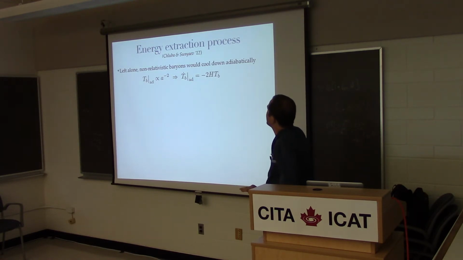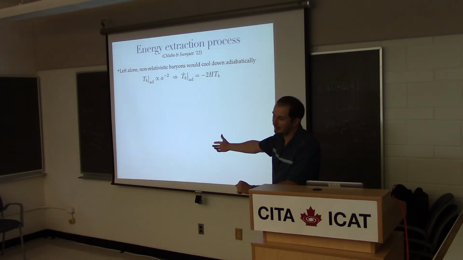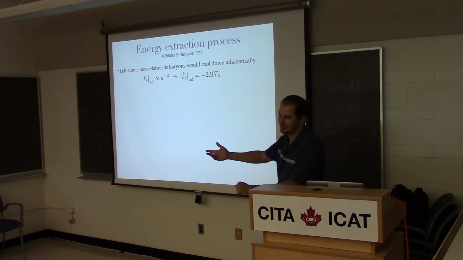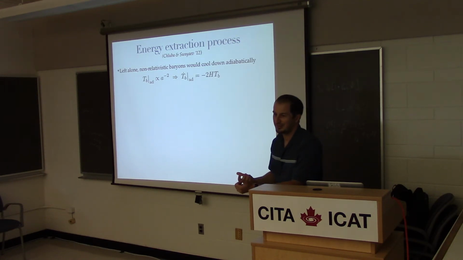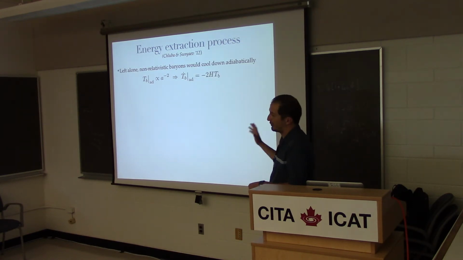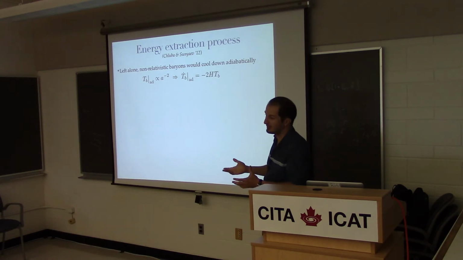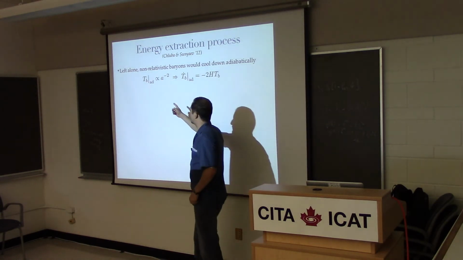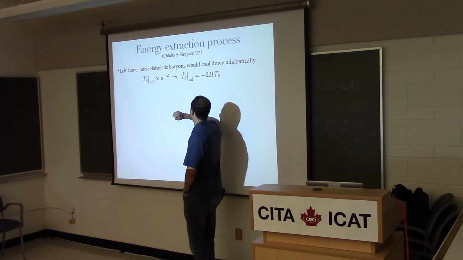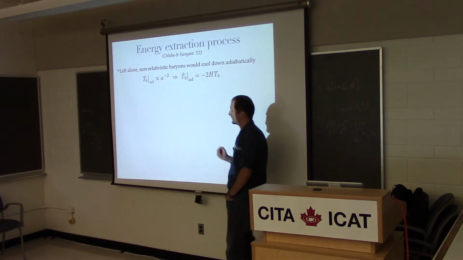somewhat slightly less intuitive is how can you extract energy from the photons? All the other processes, where you heat up the electrons, like the Sunyaev-Zeldovich effect, the photons will gain some energy from the electrons. Now, how can you extract energy from the photons? If the baryons were left alone, they would just want to cool down adiabatically. When they're non-relativistic, their temperature would go as the scale factor to the -2. So the derivative with respect to time is just -2 times Hubble times temperature.